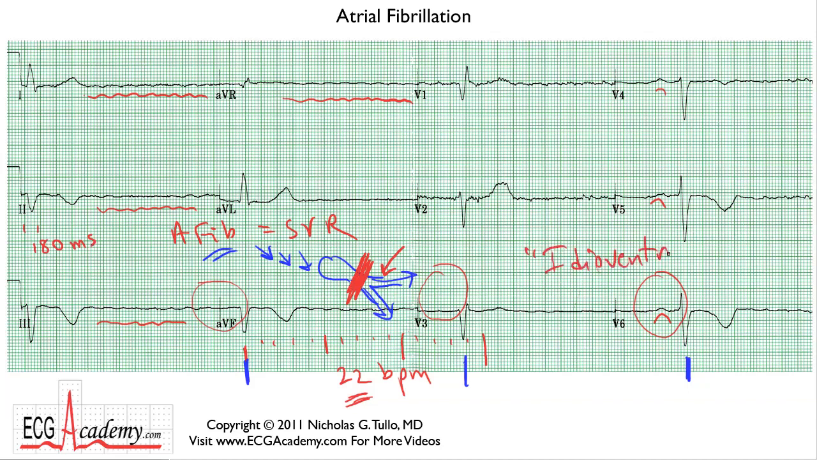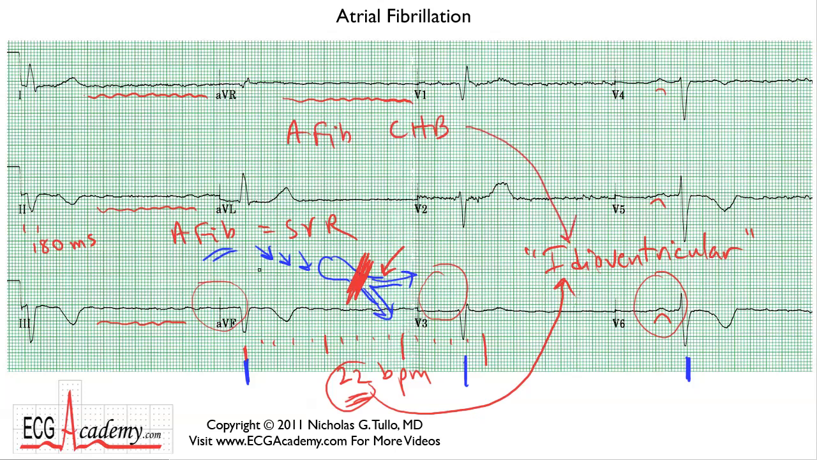Idioventricular, probably coming from the Purkinje system. But the rate is consistent with an idioventricular rhythm, and the fact that it's regular tells you that it's an escape focus and not just simply slowly conducting atrial fibrillation. So you'd call this strip atrial fibrillation with complete heart block and an idioventricular escape rhythm.